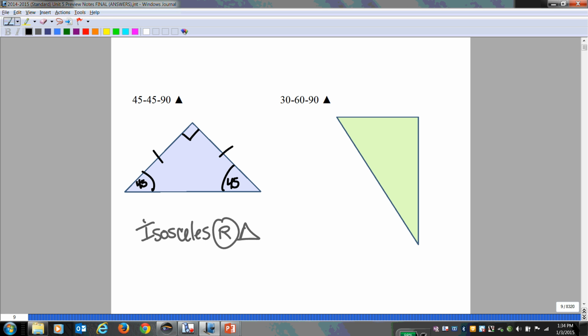Your other special right triangle is the 30, 60, 90 triangle. 30 degrees, 60 degrees, 90. For each of these, there's special patterns to the Pythagorean theorem. Therefore, we're going to be developing shortcuts, and you don't even have to use the Pythagorean theorem. You memorize the patterns and use them. Let me show you.